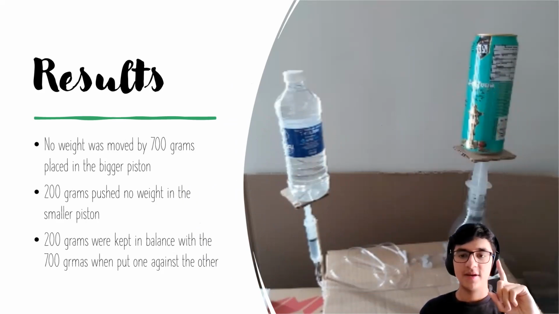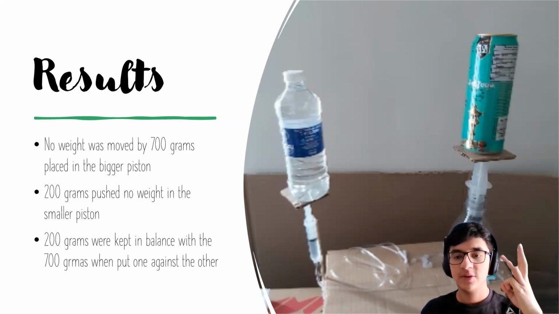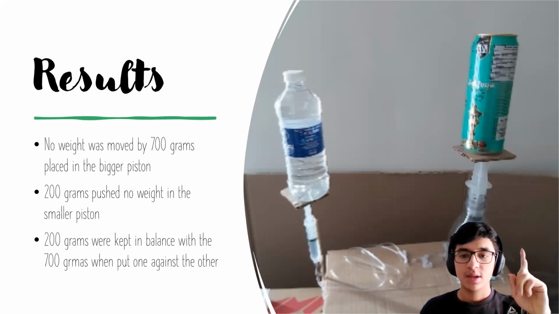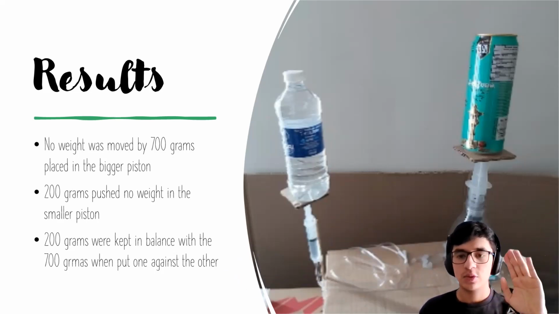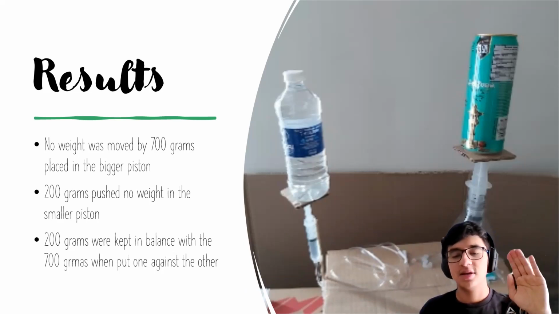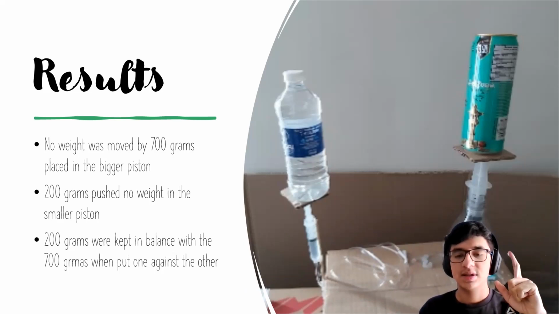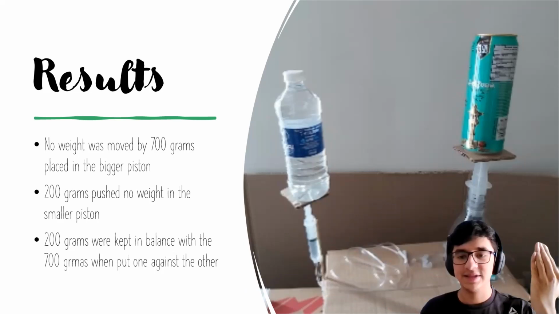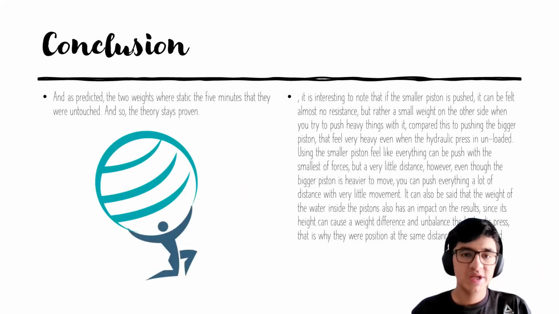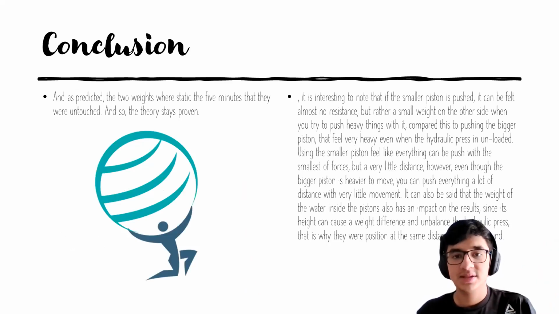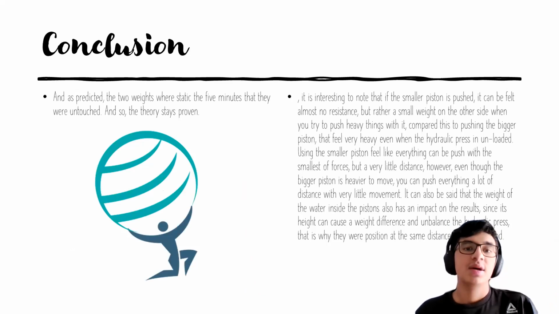And to prove that the equilibrium of 3.5 times the force was kept, when the two weights were put one against the other, the forces were equal, so it stayed balanced. And it did. As predicted, the two weights were static the 5 minutes that they were untouched. And so the theory stays proven.